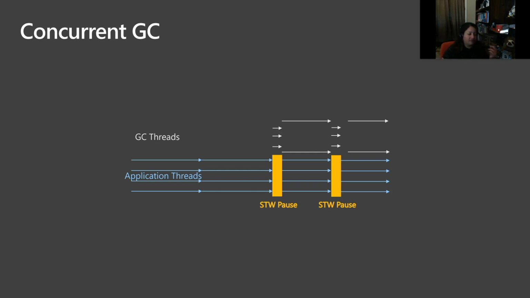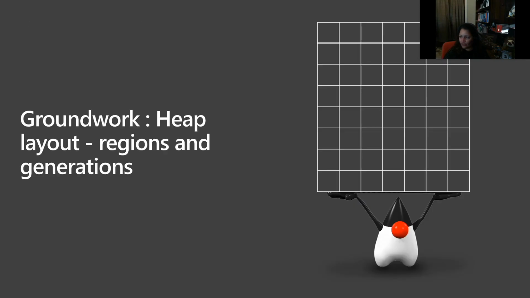Now that we understand the difference between a stop the world pause and a concurrent GC cycle, let's try building on the groundwork so that we can talk about the commonalities between these garbage collectors. So the two concepts that I want to cover in this section are the regionalized heap, as well as what does it mean to be a generational garbage collector.